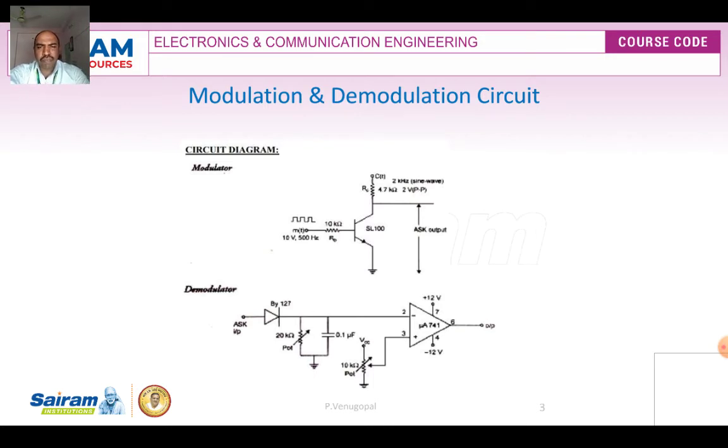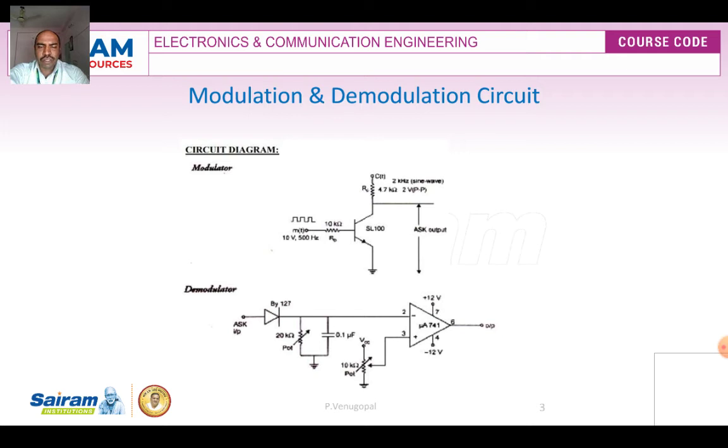When the message is binary 1, the transistor is turned on, and the amplitude of the carrier signal is transmitted. When the message is 0, the transistor is turned off. By that time, a very negligible amplitude of the carrier is transmitted. Ideally speaking, no amplitude is transmitted when the binary is 0. Practically speaking, a very negligible amplitude of the carrier signal is transmitted when the binary is 0.